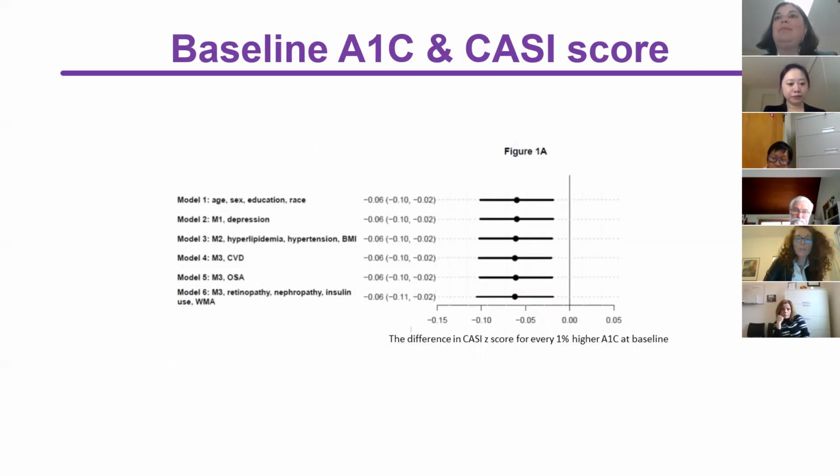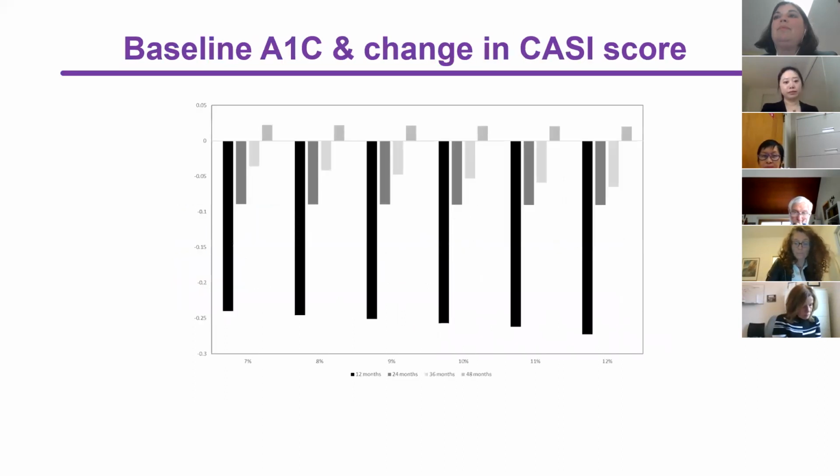In this figure, you can see the relationship between the baseline A1C and the baseline CASI Z-score. After we adjust for age, education, and race, every 1% higher A1C was associated with a 0.06 lower baseline standardized CASI Z-score. And as you can see in the subsequent models here, this relationship persisted in all the models after adjusting for cardiovascular disease and cardiovascular risk factors, for obstructive sleep apnea, and for different diabetes complications. Can you go on to the next slide?